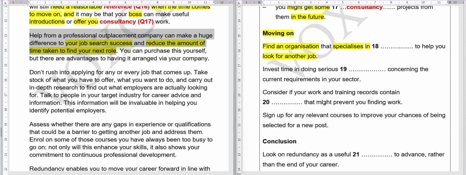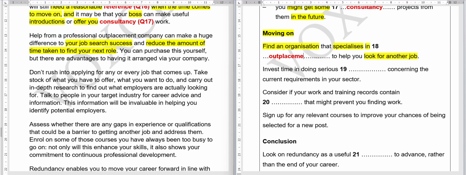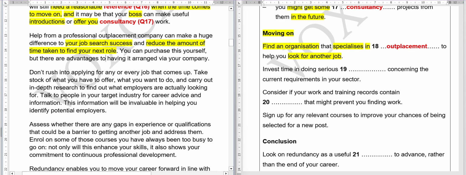Okay, time's up. Let me write the answer here. And the answer is outplacement. Let me mark here, then I will tell you why this is your answer. Here it is.